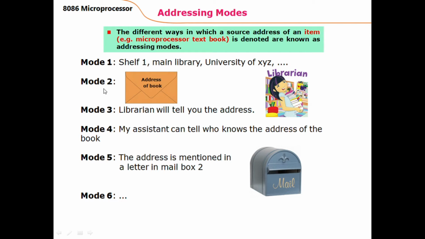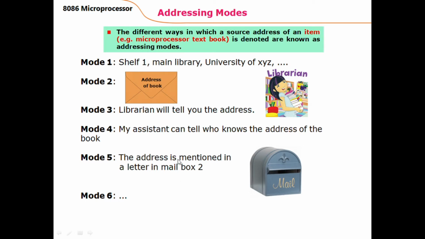Another mode would be to write the same address on a piece of paper and enclose it in an envelope. So this envelope has the address of the book. The third mode of the address would be the librarian will tell you the address. There can be a fourth mode: my assistant can tell who knows the address of the book. Mode 5, the address is mentioned in a letter in mailbox 2, and so on and so forth.